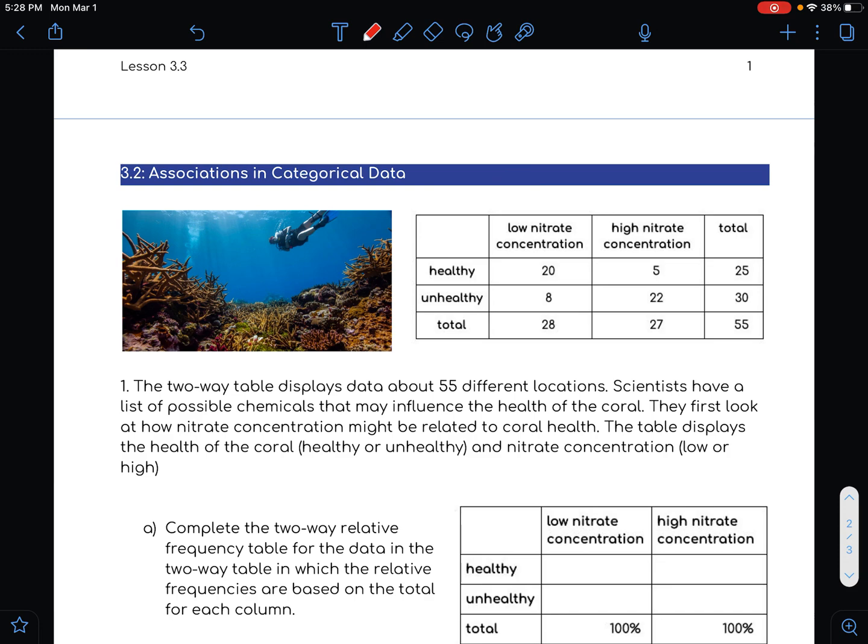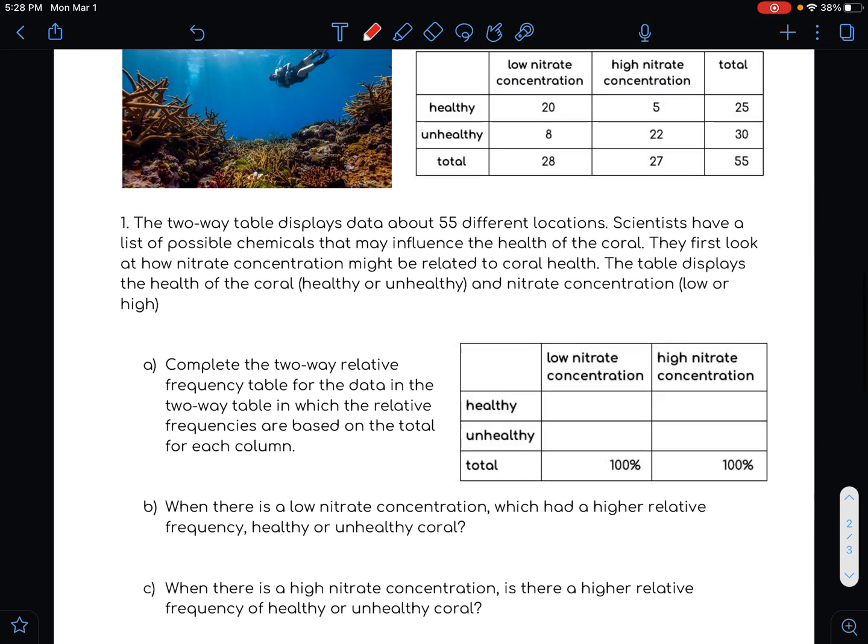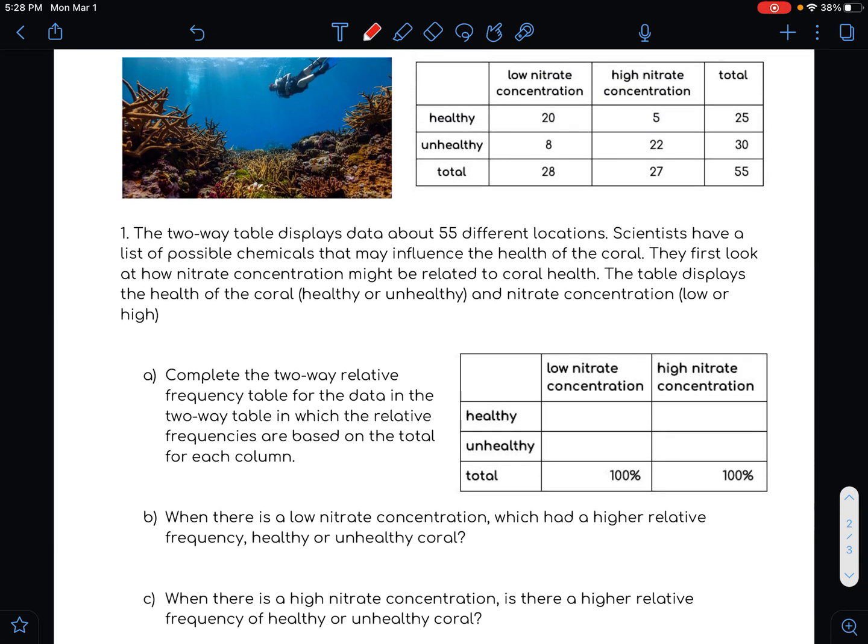The two-way table displays data about 55 different locations. Scientists have a list of possible chemicals that may influence the health of the coral. They first look at how nitrate concentration might be related to coral health. The table displays the health of the coral, healthy or unhealthy, and nitrate concentration, low or high. A. Complete the two-way relative frequency table for the data in the two-way table in which the relative frequencies are based on the total for each column.